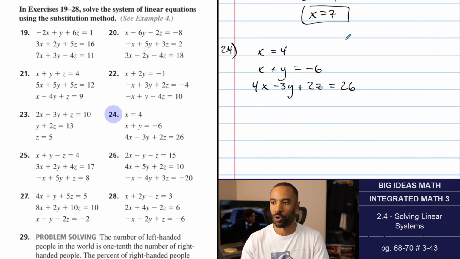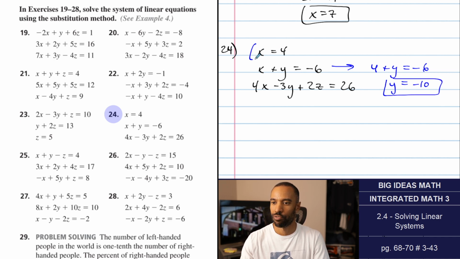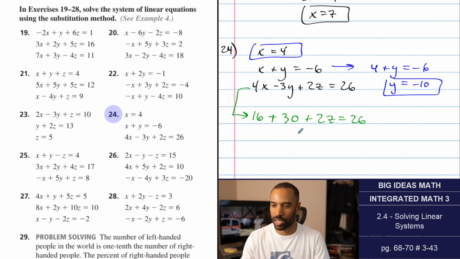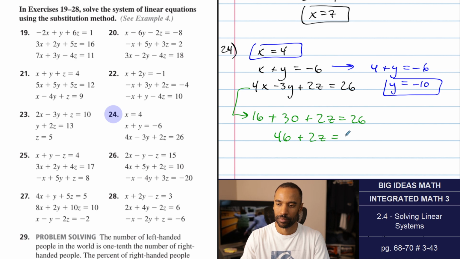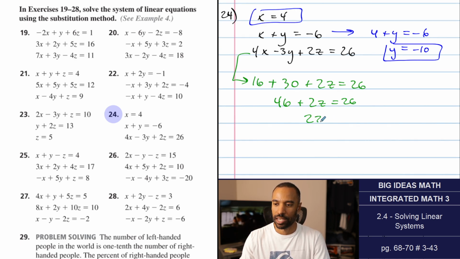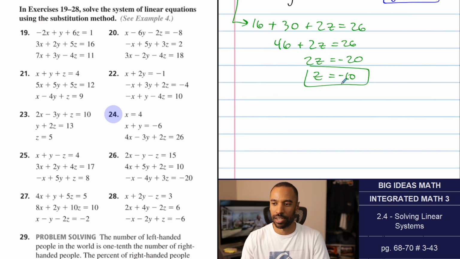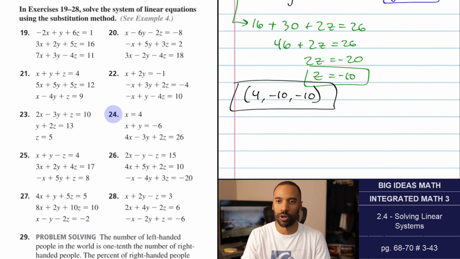All right, if x equals 4, we can substitute into this equation here. 4 plus y is negative 6, so y is negative 10. So x is 4, by the way. And then for z, we got 4 times 4 plus, because negative 3 times negative 10 is 30, plus 2z equals 26. Subtract 46, you get 2z equals negative 20, divide by 2, you get z equals negative 10. 4, negative 10, negative 10 is the solution to this system for x, y, and z as an ordered triple, right?